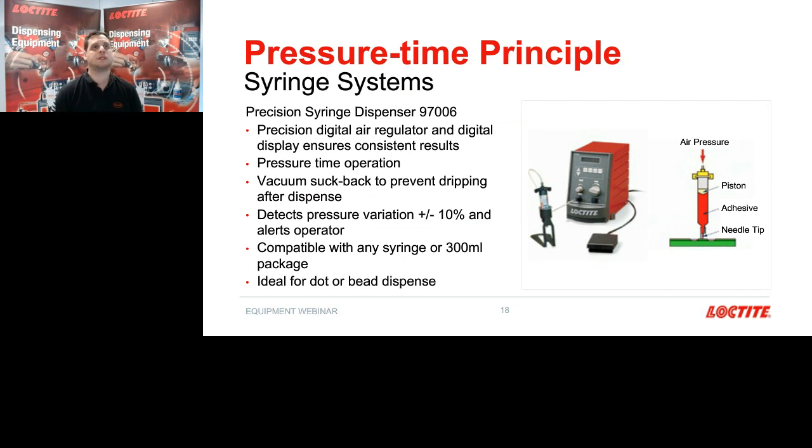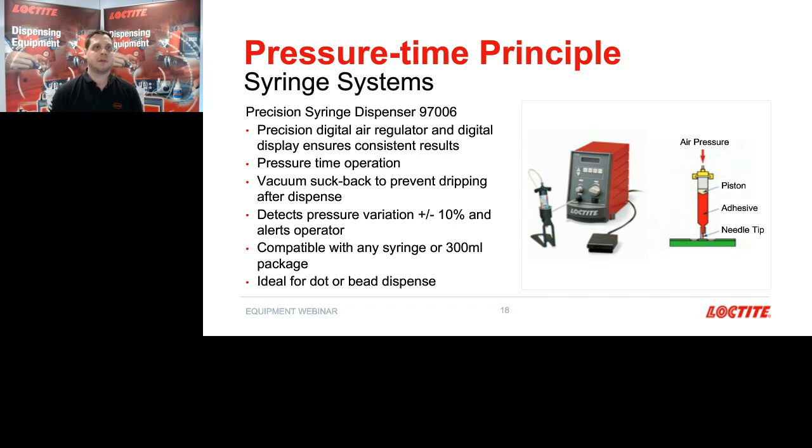Moving on to the second system in our pressure time principle range, and this system is a syringe system. Our unit is called the digital syringe dispenser, and what you can see in the image on the right is a syringe with the adhesive represented in red, and a piston at the top. You apply air pressure above the piston right at the top, that pushes the piston down into the adhesive, which pushes the adhesive out of the bottom through the dispense tip.